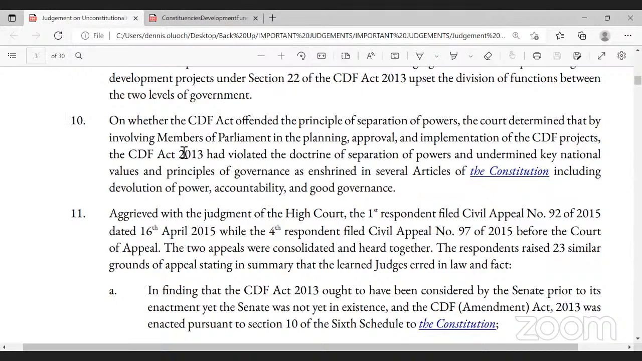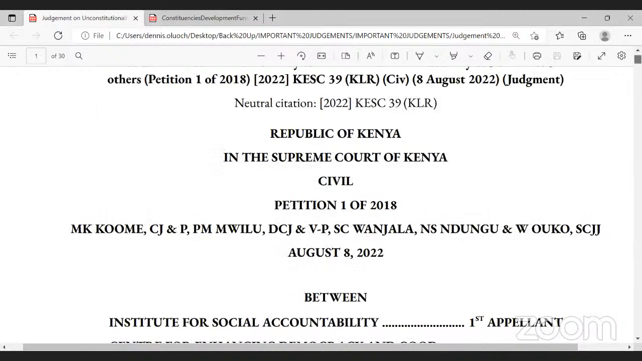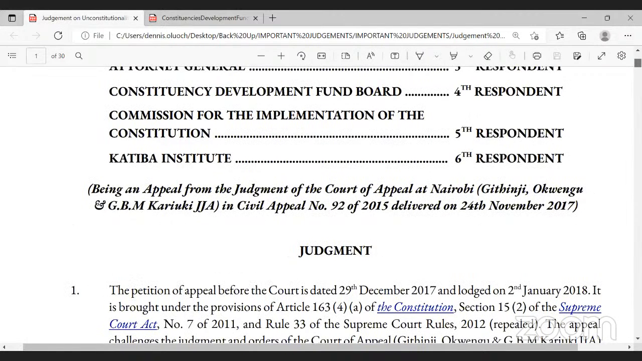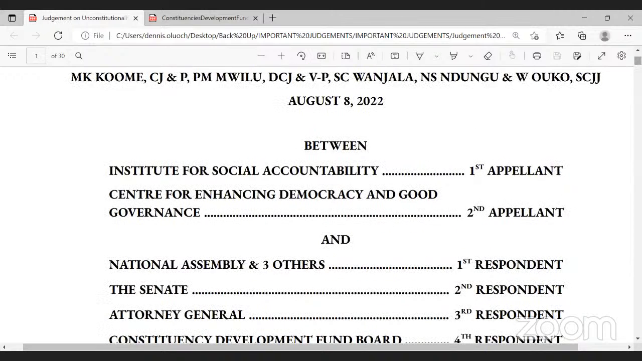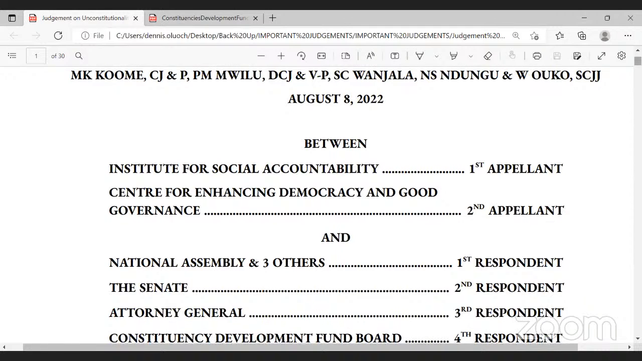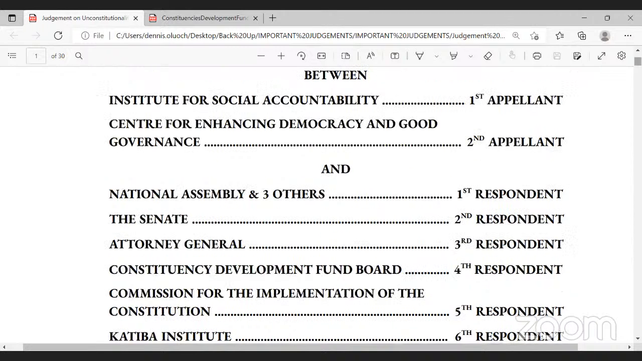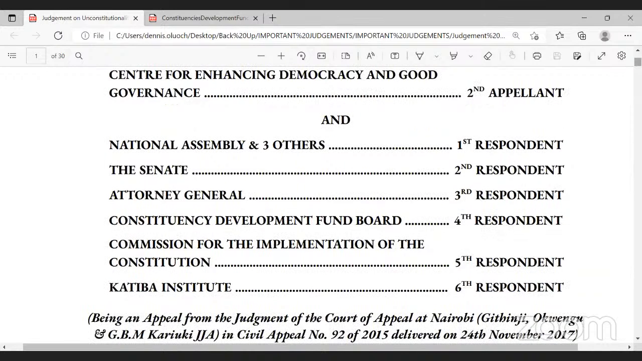We had seen the background of the CDF Act, and how two petitioners, two NGOs, took the case to court. The two petitioners, the appellants, were the Institute for Social Accountability and the Center for Enhancing Democracy and Good Governance. The respondents were the National Assembly, the Senate, the Attorney General, the Constitutional Development Fund Board, the Commission for the Implementation of the Constitution, and Katiba Institute. And the court made a ruling.